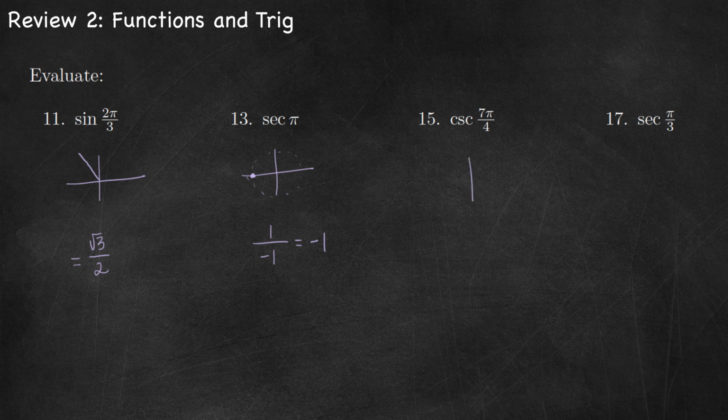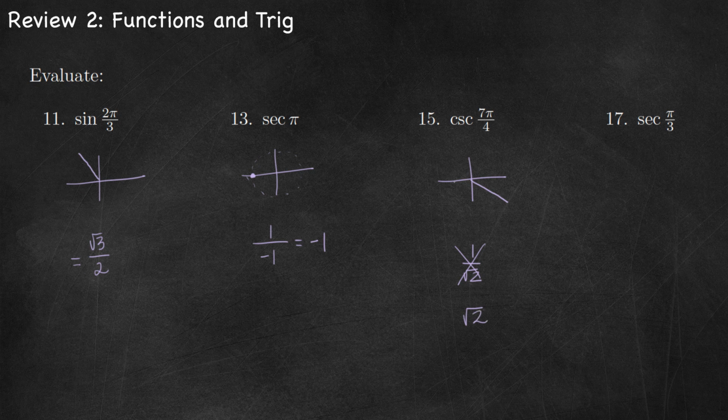7 pi over 4, that's 8 pi over 4, or 2 pi, minus 1 pi over 4. So now I'm in quadrant 4. My reference angle is pi over 4. Cosecant is the reciprocal of sine. So I'm thinking, what is the sine of pi over 4? The sine of pi over 4 is 1 over root 2. But I don't want the sine, I want cosecant, which is the reciprocal. So when I take the reciprocal of 1 over root 2, I get root 2.